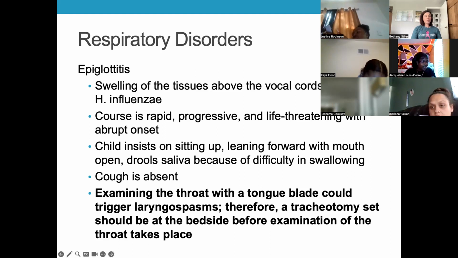It's super important that we never examine the throat with a tongue blade. Don't put anything in the child's mouth that could potentially cause a laryngospasm until you have a tracheostomy set or at least an advanced airway at the bedside. So typically we won't even examine the throat until we have the child intubated or an alternative airway established. And that is really important to remember.